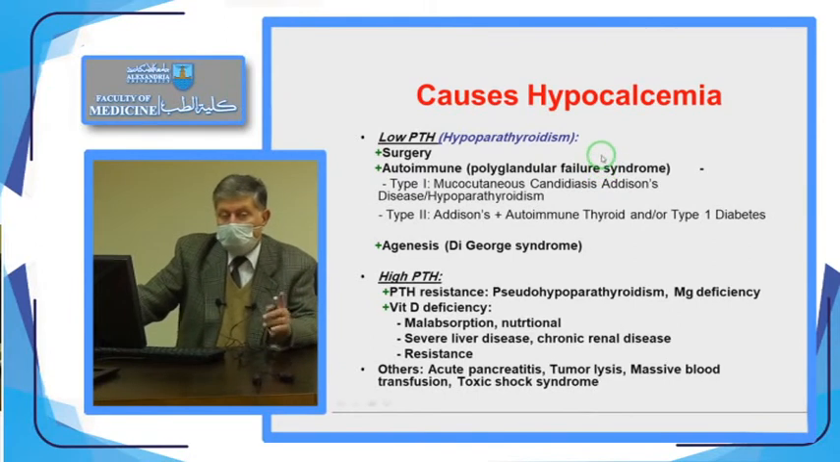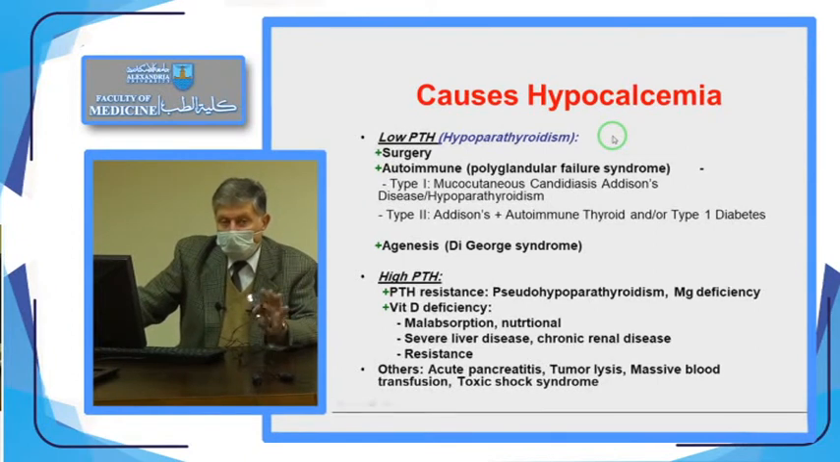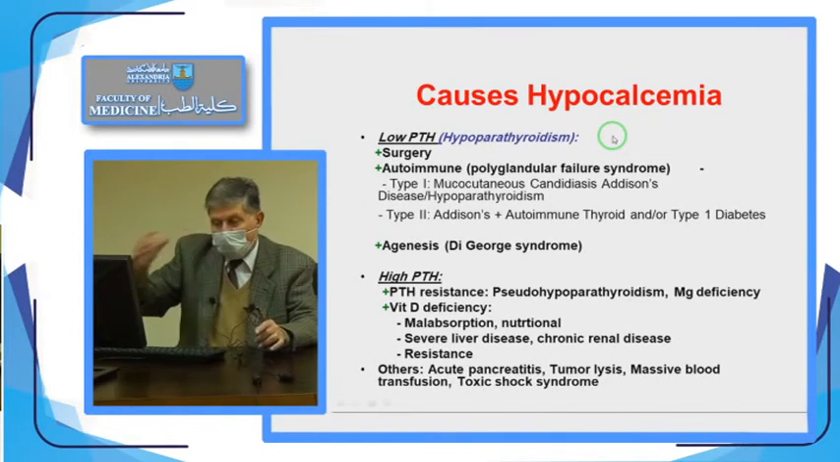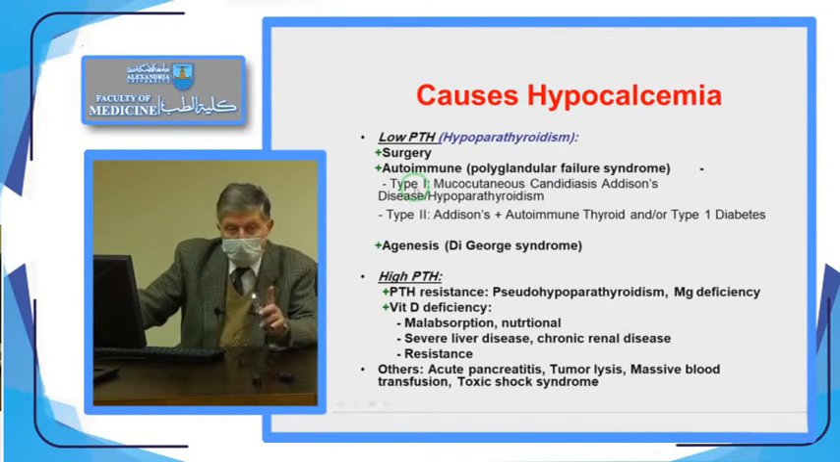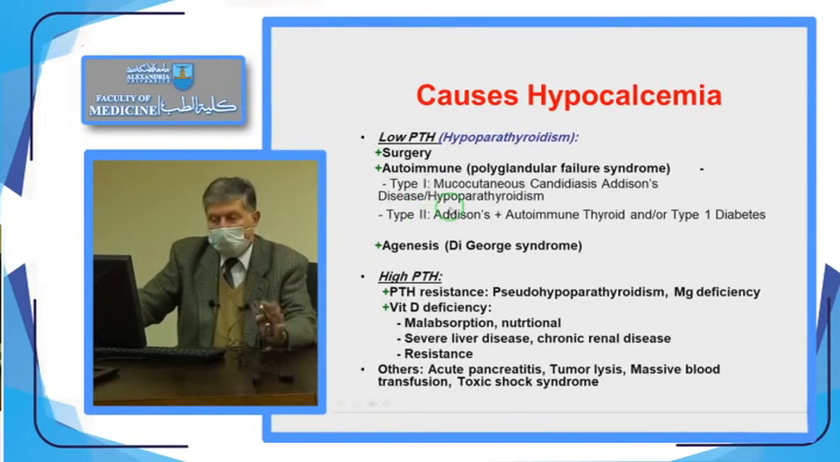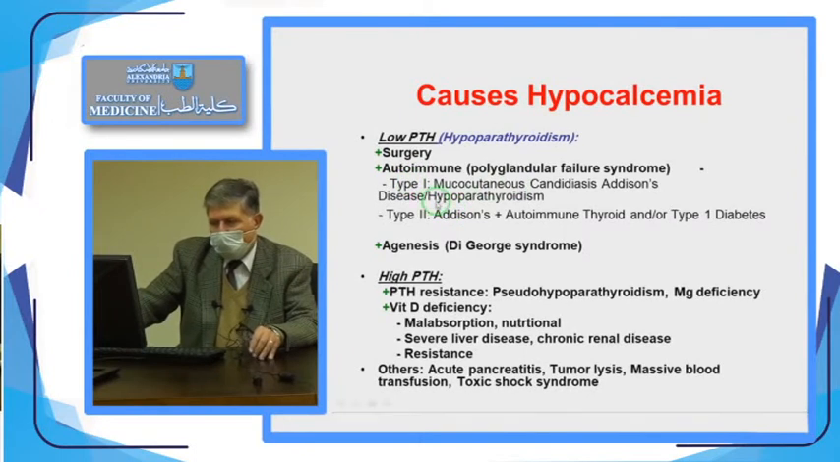And please do not confuse it with the multiple endocrine neoplasia, as I mentioned. Multiple endocrine neoplasia, multiple endocrine tumor, type 1 and type 2. But polyglandular failure syndrome, also we do have type 1, type 2. So please don't be confused. In type 1, you get mucocutaneous candidiasis, Addison disease, and hypopara. While in type 2, you've got Addison disease, which is common to both types, autoimmune thyroid, whether hyperthyroidism Graves or hypothyroidism, and type 1 diabetes. Rarely you get agenesis of the parathyroid gland.